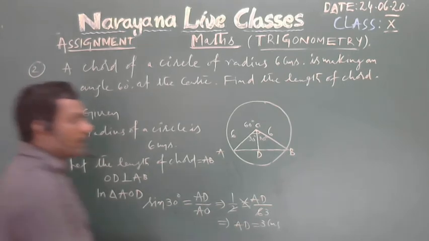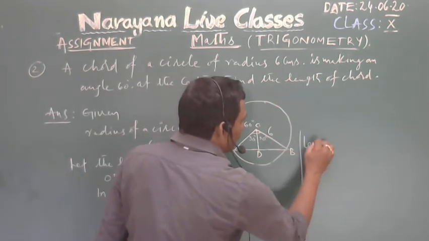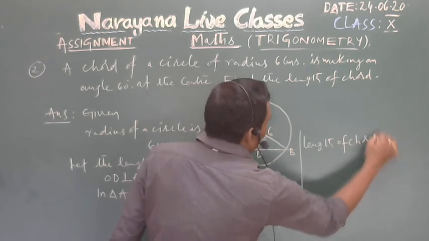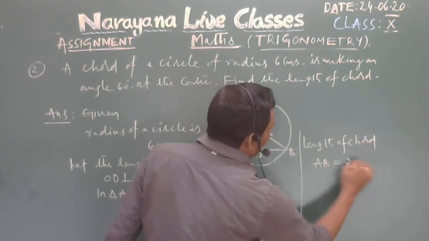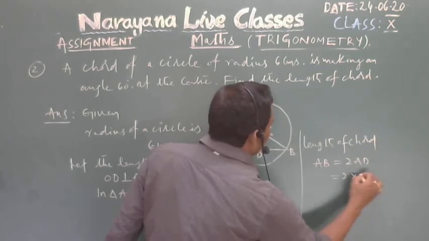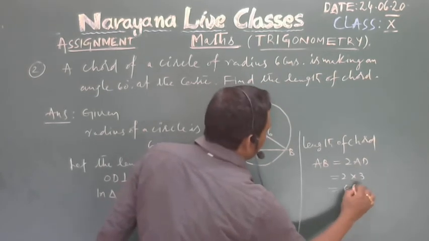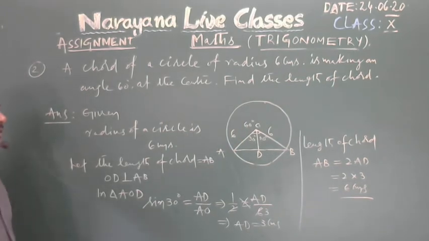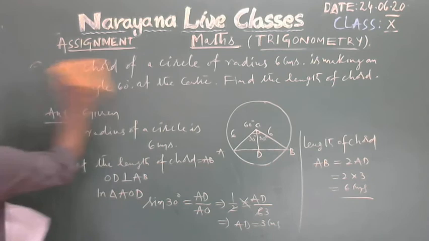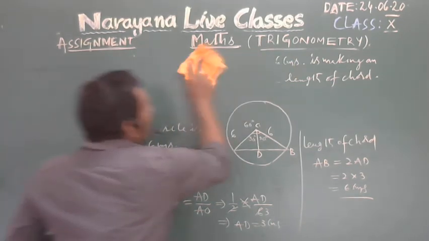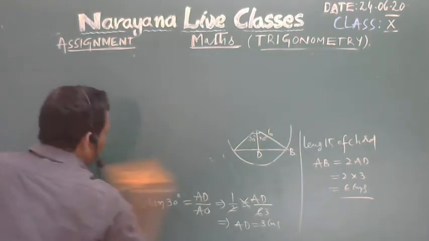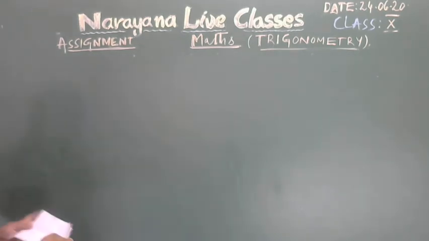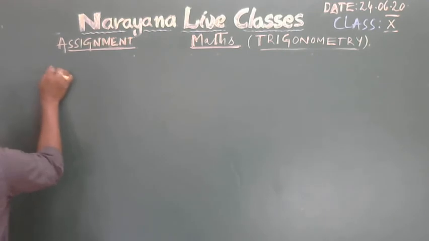So length of chord AB is equal to 2 into AD, so 2 into 3 centimeters, so 6 centimeters. Second question answer done. Third one.